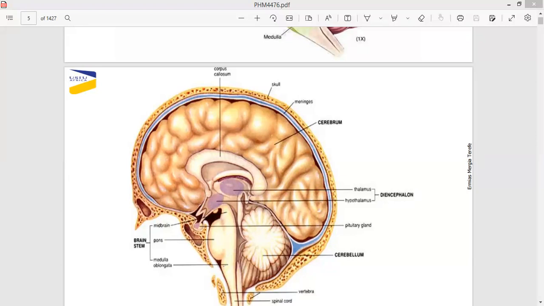Yeah, nice. So she's covered the lobes and their functions: the frontal, the parietal, the temporal, and the occipital.